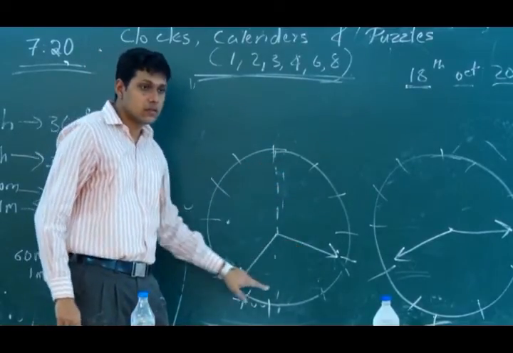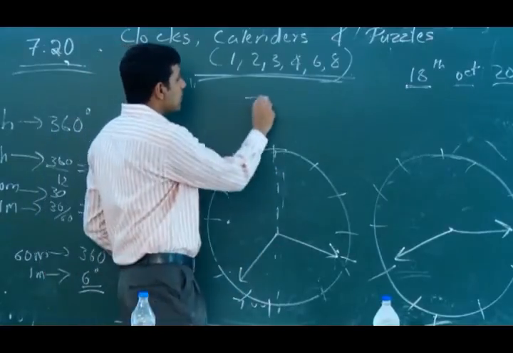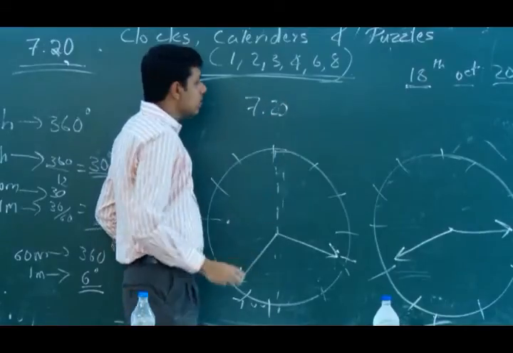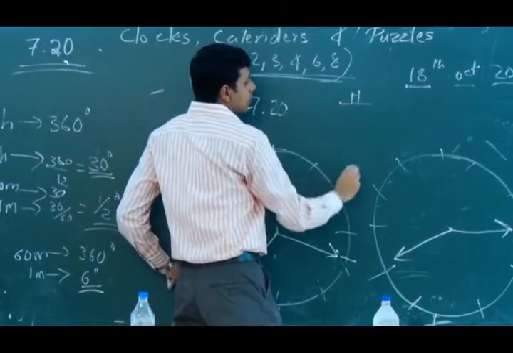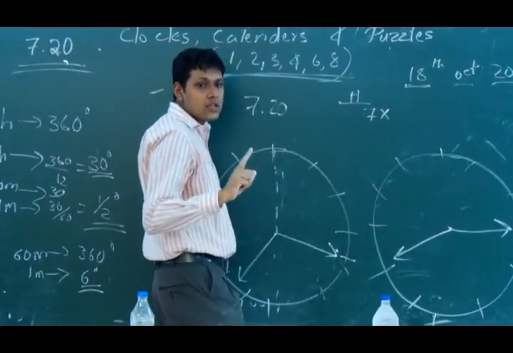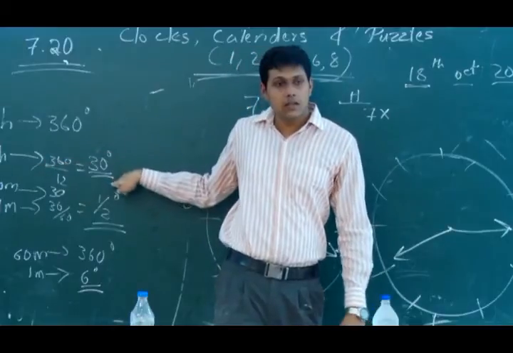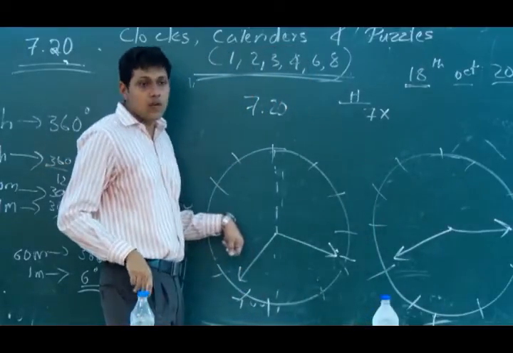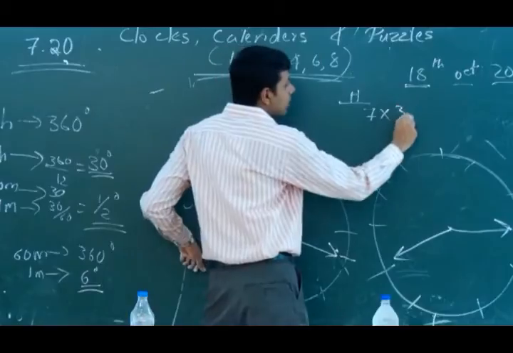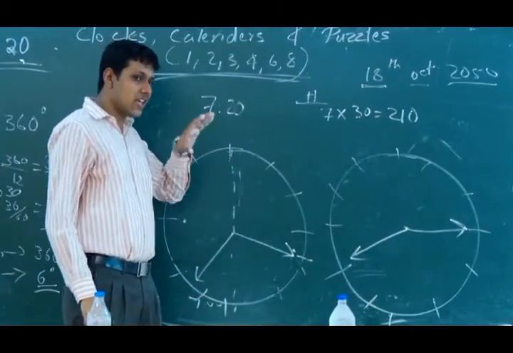It has definitely moved 7 hours because our time is 7:20. So for the hour hand, we have 7 hours. How many degrees does it move in 1 hour? 30 degrees. So 7 into 30, 210 degrees it moves because of the hour.